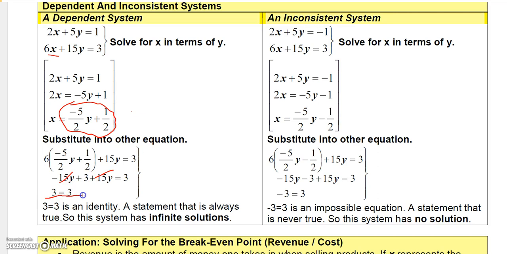Anytime you get a true statement, it's called an identity, and so since this is a statement that's always true, then we would say this system has infinitely many solutions, so it would be a dependent system.